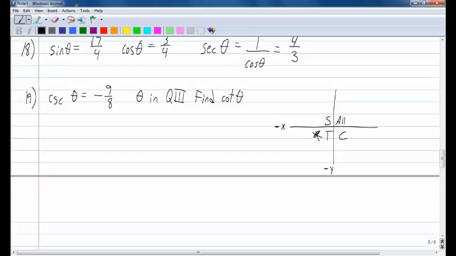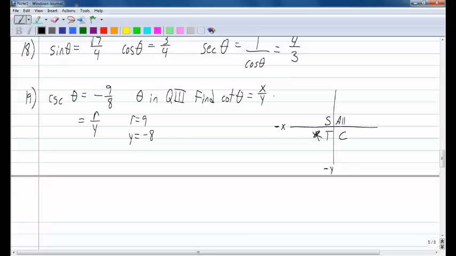Alright, so let's see what information we have. We're given cosecant of theta is negative 9 over 8. Cosecant is also r over y. Okay, so what is the radius? It's not going to be negative 9 because the radius can't be negative. So the radius is 9. So r equals 9. The y is what we put the negative with. So the y is going to be negative 8. Remember we said the y's had to be negative in the third quadrant. And to find cotangent of theta, we say x over y.